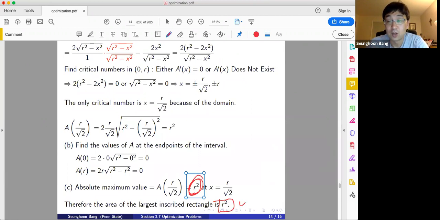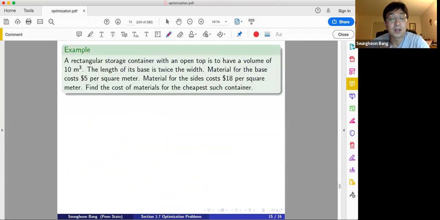Okay, so next one. We think about the last problem. A rectangular storage container with an open top is to have a volume of 10 cubic meters. The length of each base is twice the width. The material for the base costs $5 per square meter. The material for the sides costs $18 per square meter. Find the cost of materials for the cheapest such container.